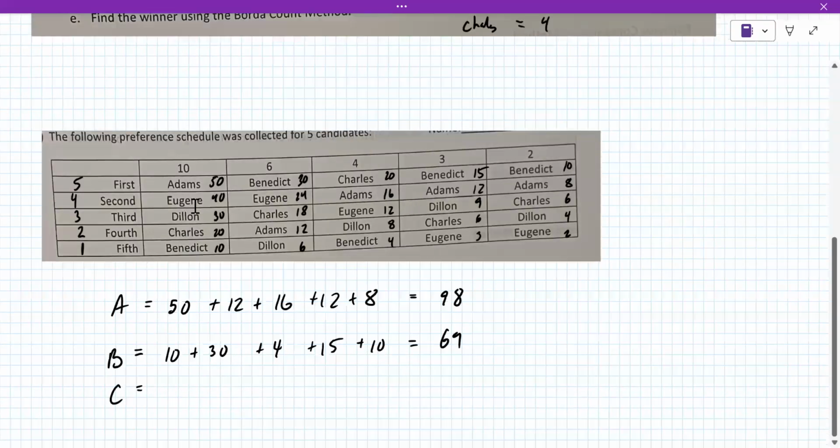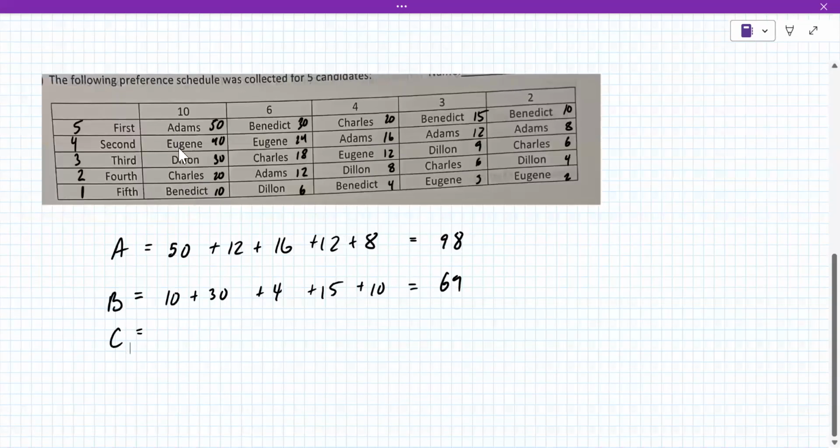I'm just going in alphabetical order, by the way, if you're wondering why I skipped E and D, or Eugene and Dylan.